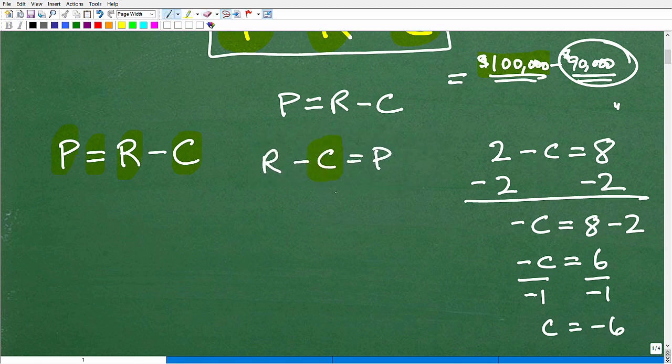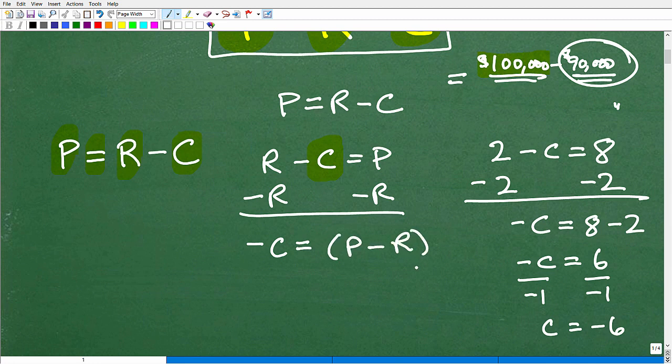Let me scoot this guy over. All right, so I'm thinking of R, and the only thing I'm thinking of as a variable is C. I'm thinking of R and P temporarily as numbers. So I'm going to subtract R from both sides of the equation, just like I'm doing right here. That gives me minus C is equal to P minus R. So this part right here is kind of equivalent to this, right? But I still have this minus C. So to get a positive C, I'm going to divide each side of the equation by negative 1. So I get positive C is equal to P minus R divided by negative 1.